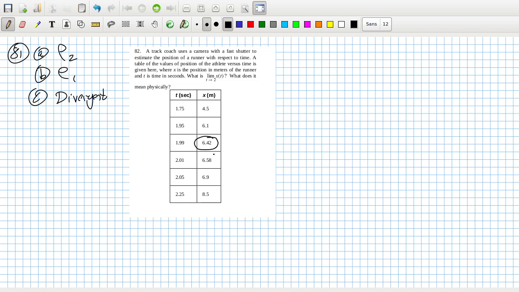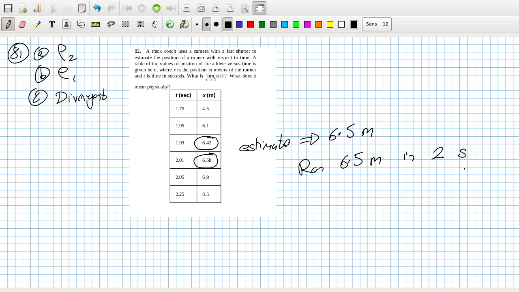Well, okay, it's going to be a little bit more than 6.42, a little bit less than 6.58. I'm going to estimate it as just the average of the two. 6.42 plus 6.58 divided by 2. That's 6.5 meters. What does it mean? Well, it means that they ran 6.5 meters in 2 seconds, I guess.